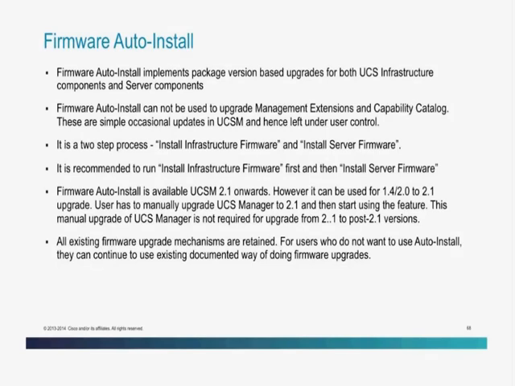So as we see, firmware auto install has package versions based on update for both infrastructure components. It cannot be used to upgrade the management extensions and capability catalog. That's the device capability catalog that's compatible with the UCSM. So these are just simple updates. They are left under the user control. Okay, so the firmware auto install is a two-step procedure compared to the many-step procedure in the manual upgrade. It's much simpler. It's available from 2.1 onwards only.